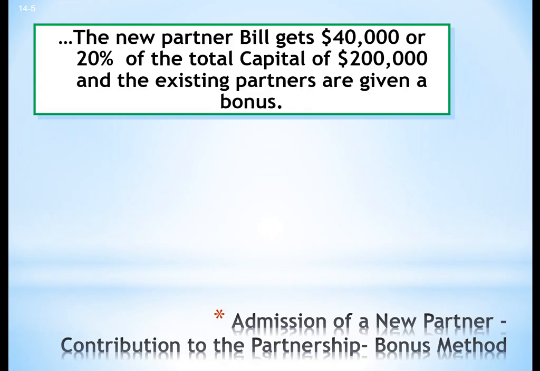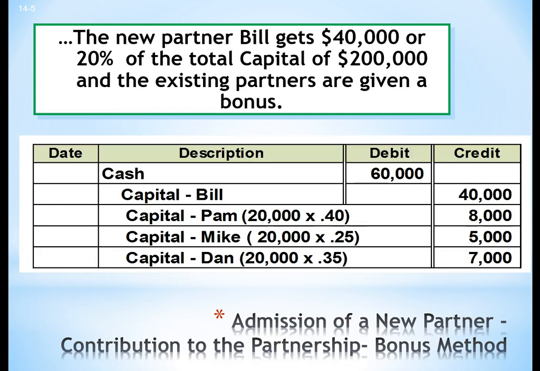Now we can do that journal entry. And this is what it's going to look like. Cash is going to be 60. Bill's going to get 40,000 in his capital account, and Pam, Mike, and Dan will be adjusted for their bonus of 20,000.